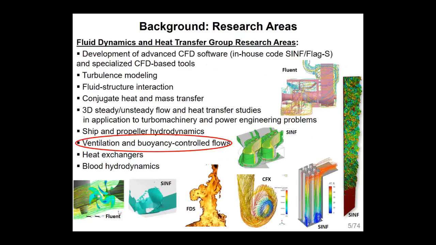Our research group, the Fluid Dynamics and Heat Transfer Group, specializes in computational fluid dynamics. We develop our own CFD software, in-house code and some specialized CFD-based tools. We solve some fundamental problems in turbulence modeling, in fluid structure interaction modeling, and conjugate heat and mass transfer problems. With respect to applied problems, we specialize in applications to machinery and power engineering, ship and propeller hydrodynamics, ventilation and buoyancy controlled flows, heat exchangers, and some special blood hydrodynamic problems. I will describe these particular problems, ventilation and buoyancy controlled flows.